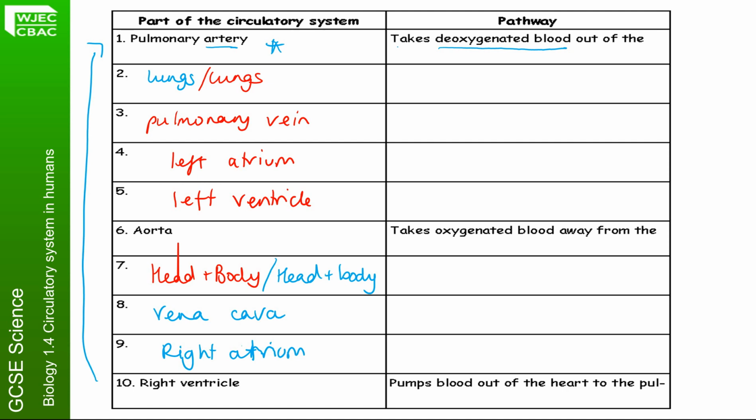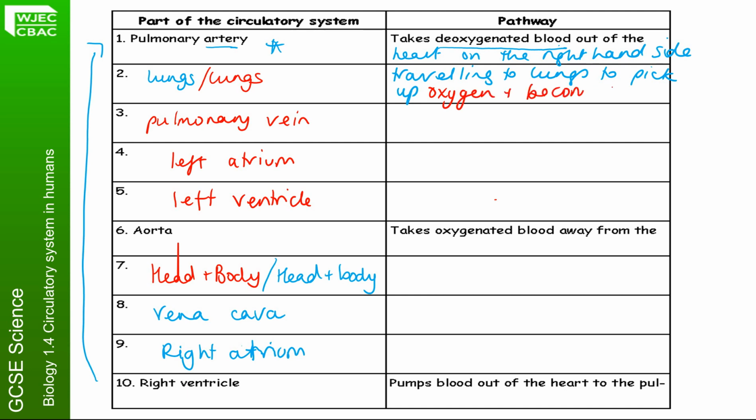Okay, so if we start at the top, the pulmonary artery takes deoxygenated blood out of the heart on the right-hand side. So this is where we're getting the detail coming in. It's travelling to the lungs to pick up, and this is where I'm going to swap to my red, oxygen and become oxygenated blood.